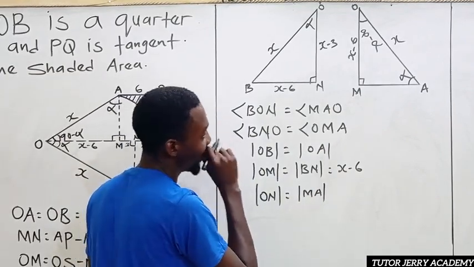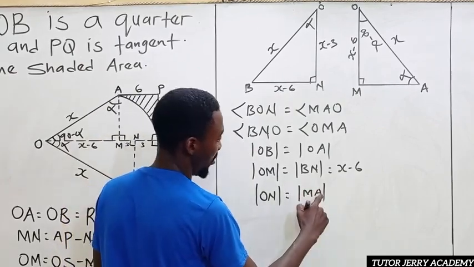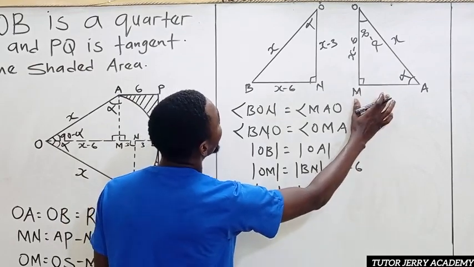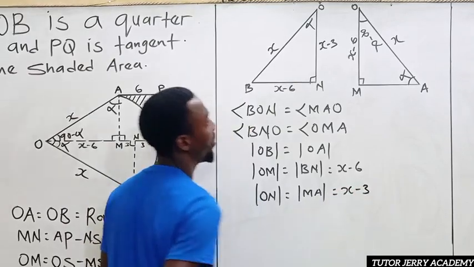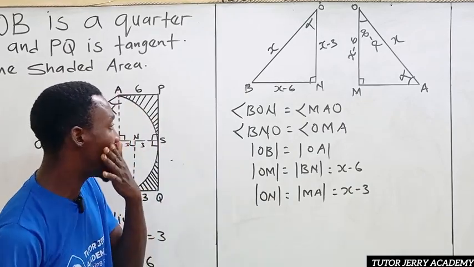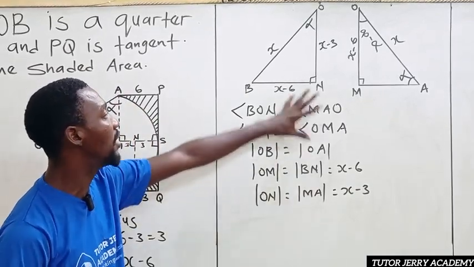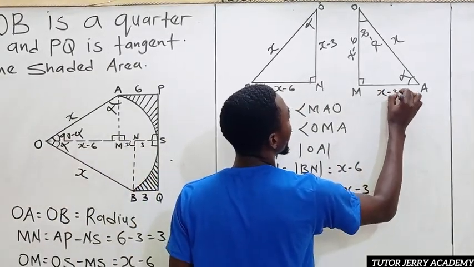So if it is like that, it means that this angle here is going to be equal to what? X minus 3. All right. So now, the next thing we are going to do, since we have established this fact, we can write this one to be what? X minus 3. All right.